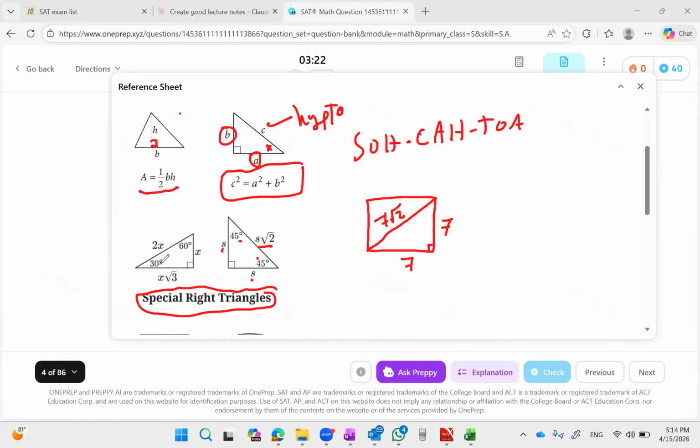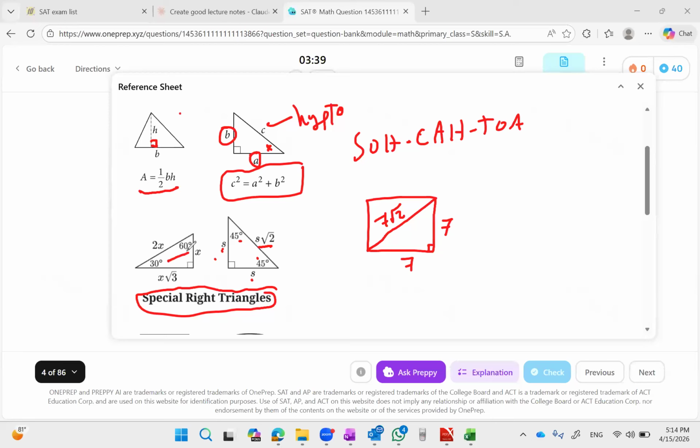The second case is the 30, 60, 90 triangle. Anytime a triangle has these sides, you will find these rules there. Anytime during the exam, all you have to do is press reference, and you will find the rule there.